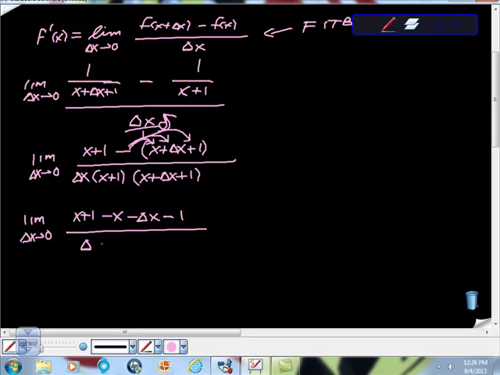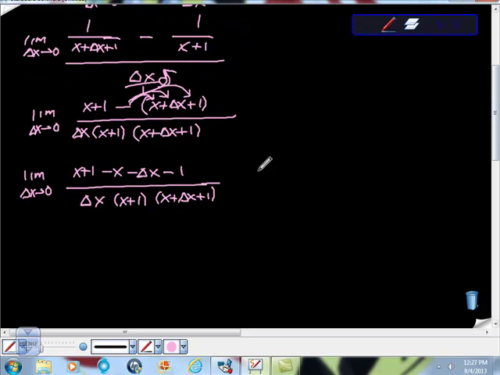And I'm going to get this change of x and just rewriting the denominator: x plus 1 times x plus change in x plus 1. So hopefully you're seeing this come together. Now I'm going to simplify again. X and negative x is 0. Positive 1 and negative 1 is 0. That leaves me with just this.